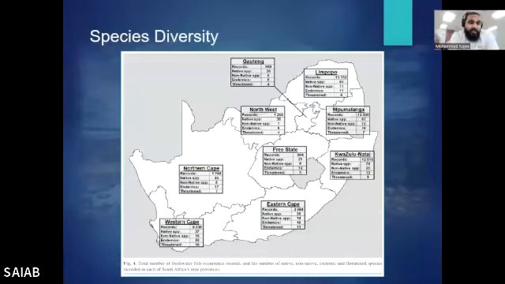Additionally, we also produce these species lists at provincial level. So it's important from a management perspective that our provincial conservation authorities have information on what species they have in each part of the country, but very importantly, what are the non-native species and what are the threatened species.